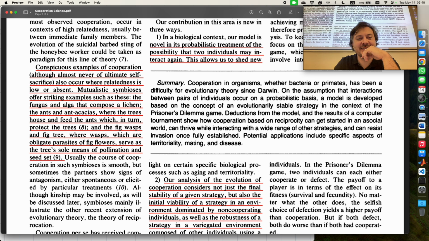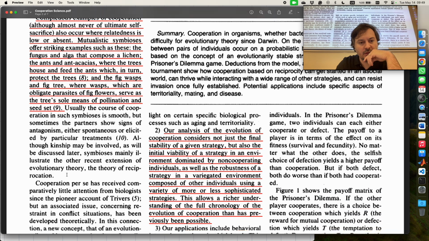That compose something. The ants and ant acacias, where the trees house and feed the ants, which in turn protect the trees, and the fig wasps and fig tree, where wasps, which are obligate parasites of fig flowers. That's why you have, by the way, this small entrance under the figs, so that they can put their babies there. And they serve as the tree's sole means of pollination and seed set.